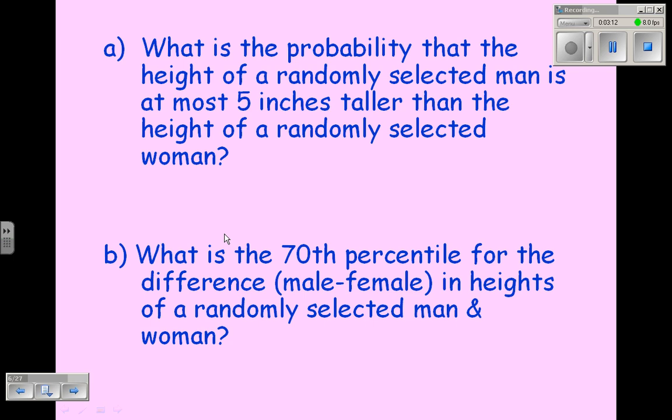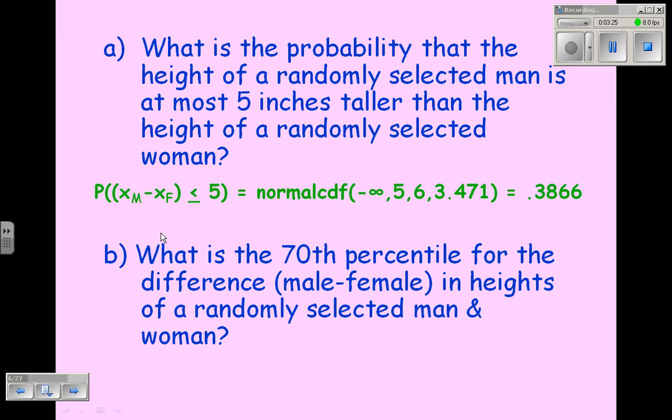Then we can ask some follow-up questions. First, what's the probability that the height of a randomly selected man is at most 5 inches taller than the height of a randomly selected woman? So what's the probability the difference is less than 5? To do that, we would do this statement. It's a normal CDF. The probability that male minus female, the difference, is at most 5. You'd have a lower bound of negative infinity, an upper bound of 5, with a mean of 6 and a standard deviation of 3.471.